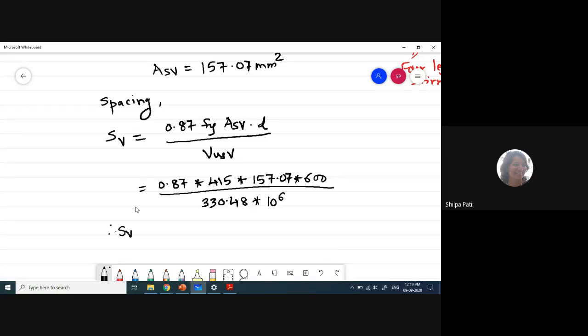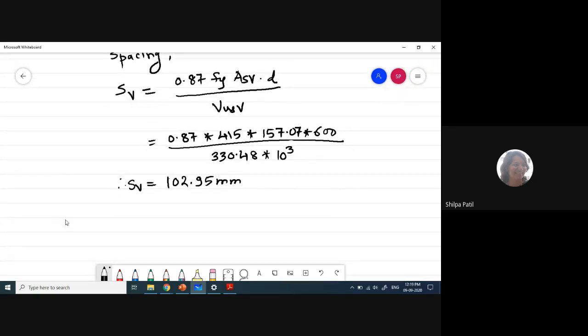So tell me Sv now. 102.95. 0.102? You must have not considered the 10 raised to 3 in the denominator. Yes, ma'am. Sorry. This is in kilonewton, I have to convert it into Newton. So 10 raised to 3. So it is 102.95 mm. This is the spacing between the stirrups.